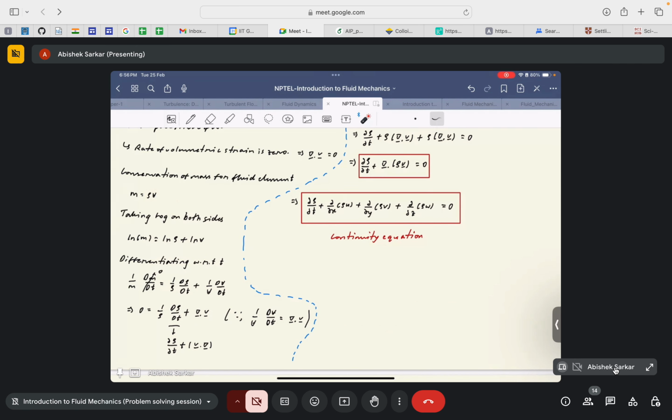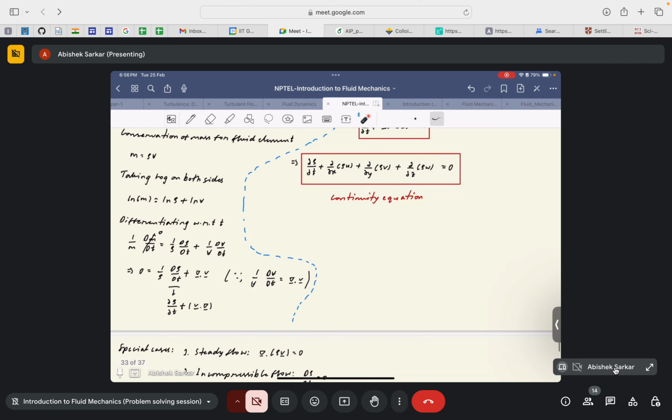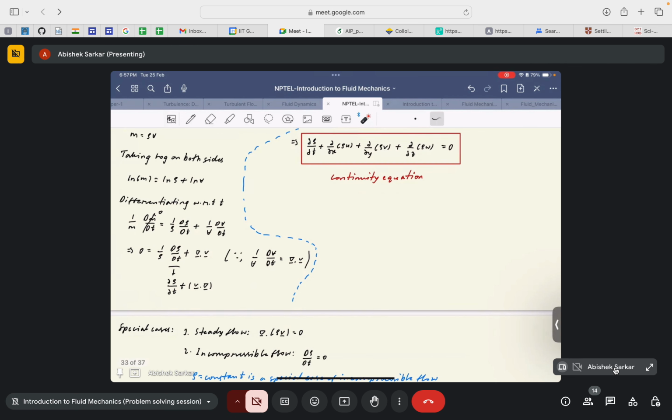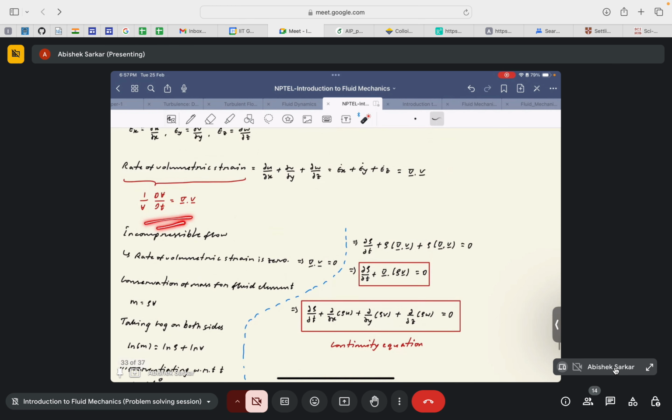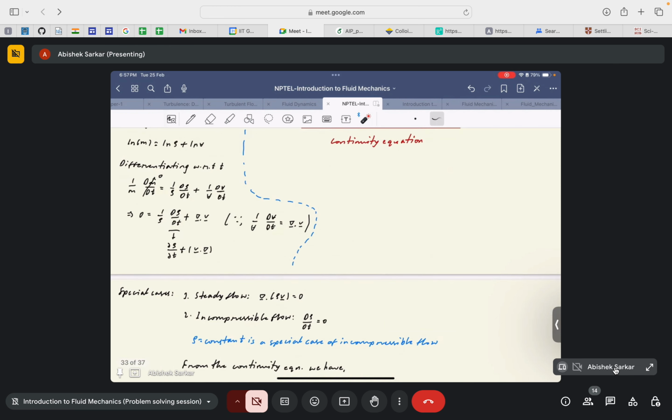Then taking log on both sides, we'll have natural log of m is equal to ln rho plus ln v. Differentiating with respect to time, we will have 1 by m dm by dt is equal to 1 by rho d rho by dt plus 1 by v dv by dt. And from mass conservation, you know that mass can neither be created nor destroyed, so this is equal to 0. Then we will have 1 by rho d rho by dt, not dou, d rho by dt, plus divergence of velocity field, because we know that 1 by v dv by dt is equal to the divergence of the velocity field from this equation. So we can substitute this with the divergence of the velocity field.